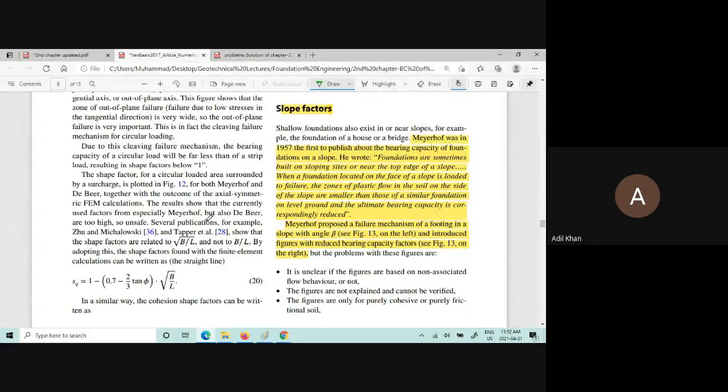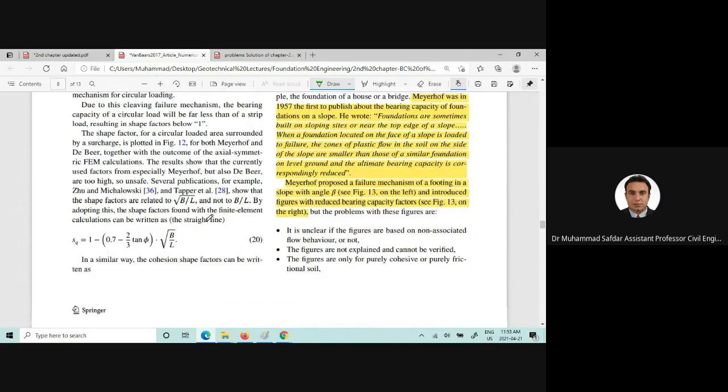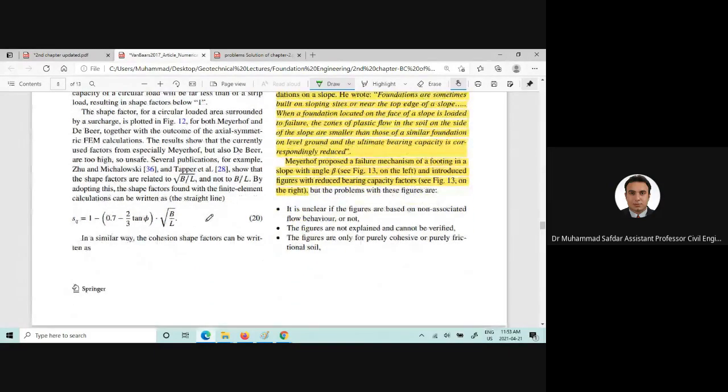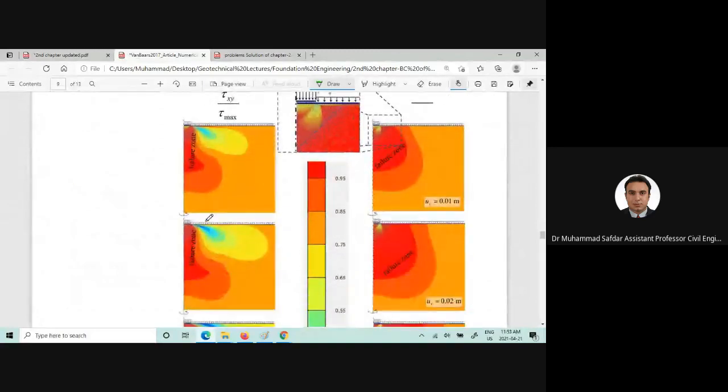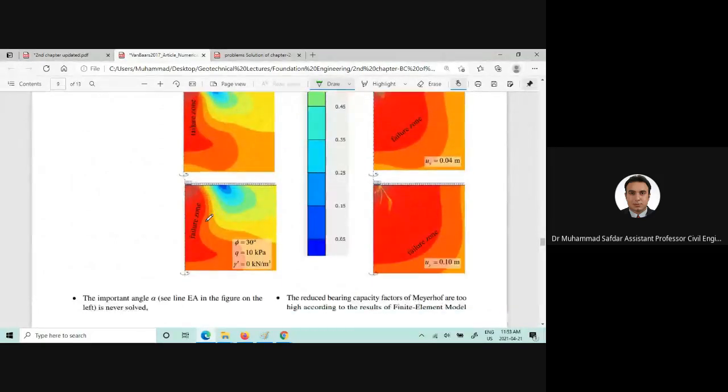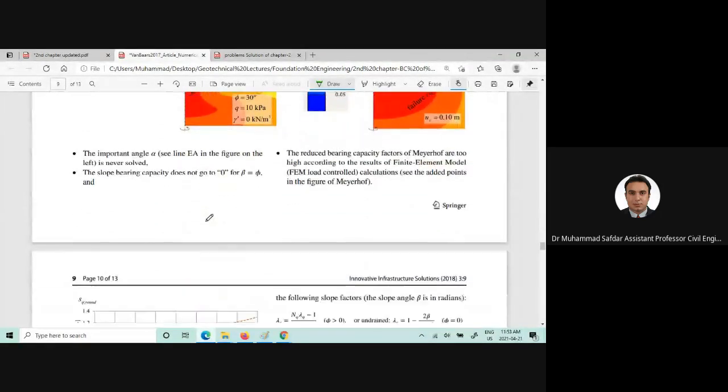Meyerhof proposed a failure mechanism of footing in a slope with angle beta on the figure on the left side, and introduced figures with the reduced bearing capacity factors. Thank you. So as the sloping surface is there, or if the load is applied at a certain slope and the foundations are constructed at the slope, the bearing capacity will reduce. And the effect was also studied in the finite element software, Plaxis.